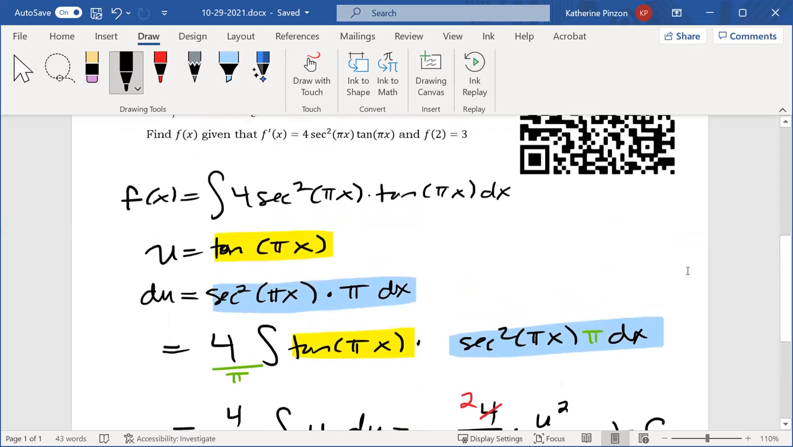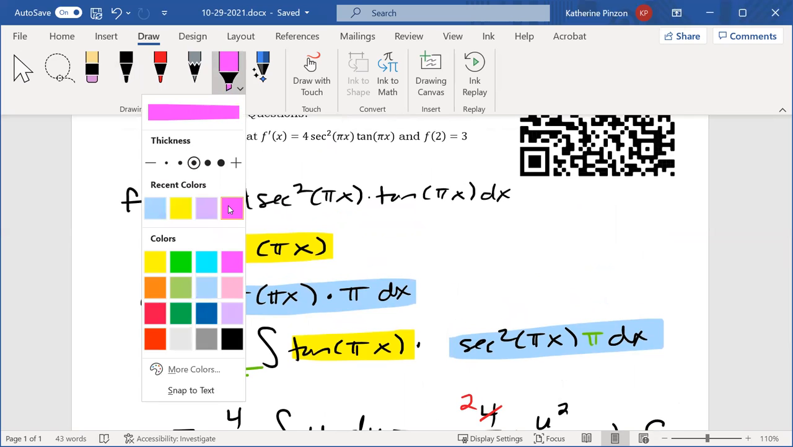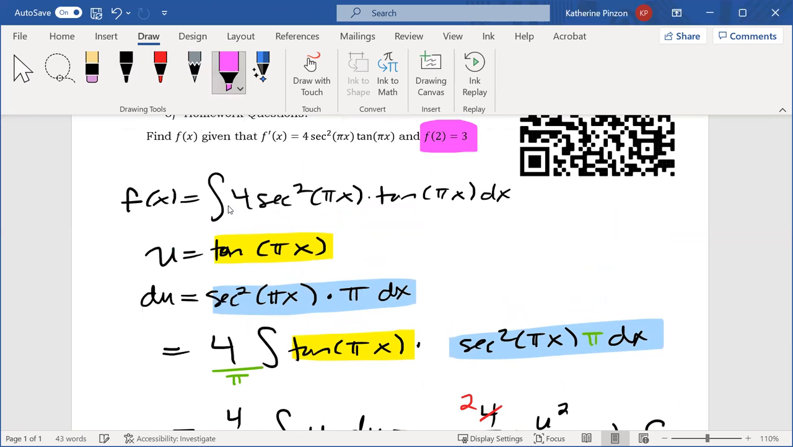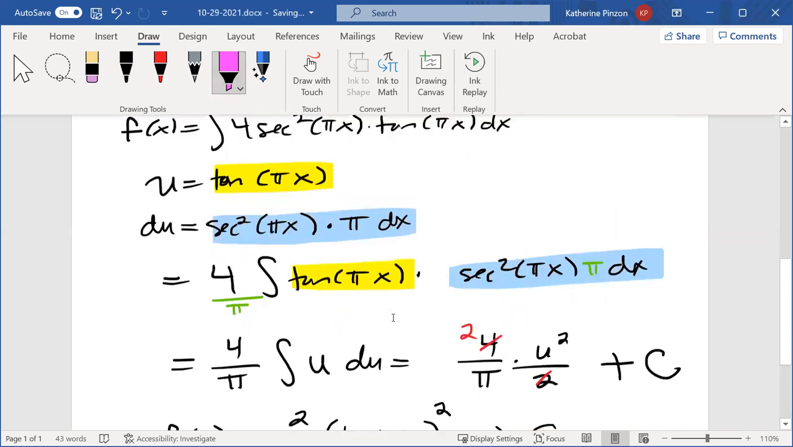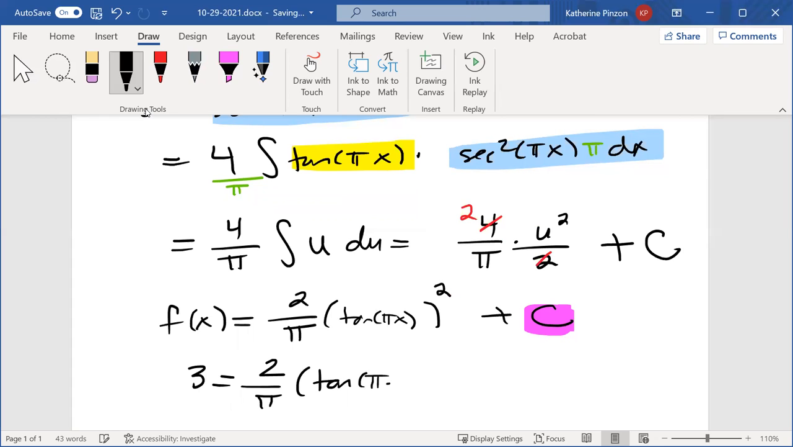Yeah, let's use this guy. We didn't use this guy yet, so let's use this guy. This guy says that f of 2 is 3. So when I plug 2 in for x, it should spit out 3. So 3 equals 2 over pi times tangent of pi times 2 squared plus c.